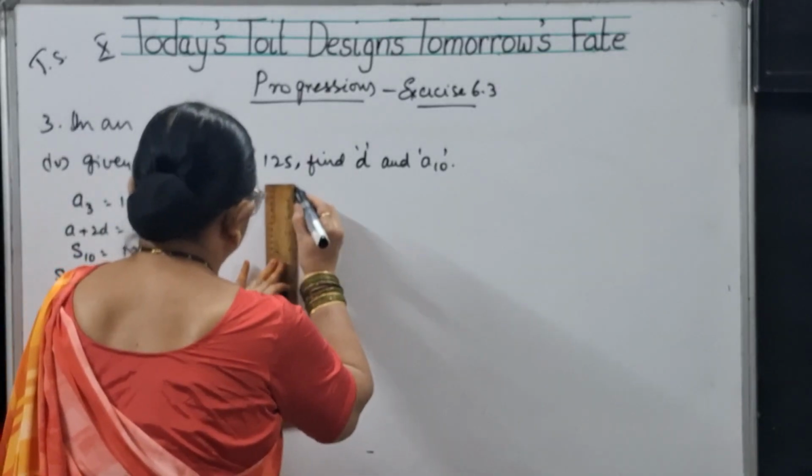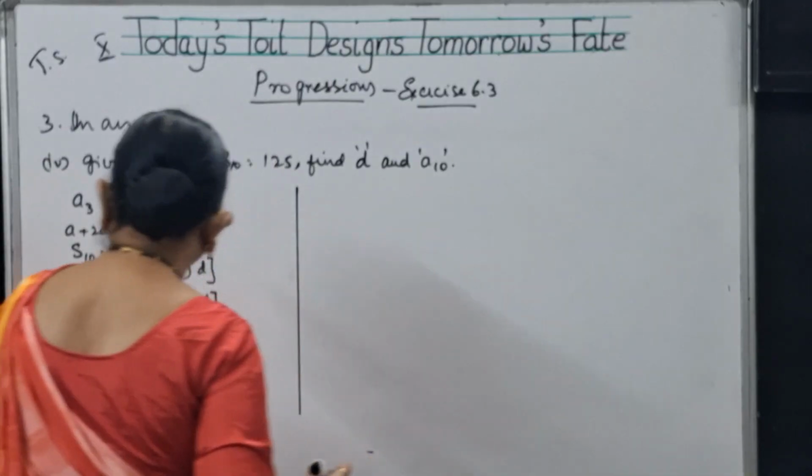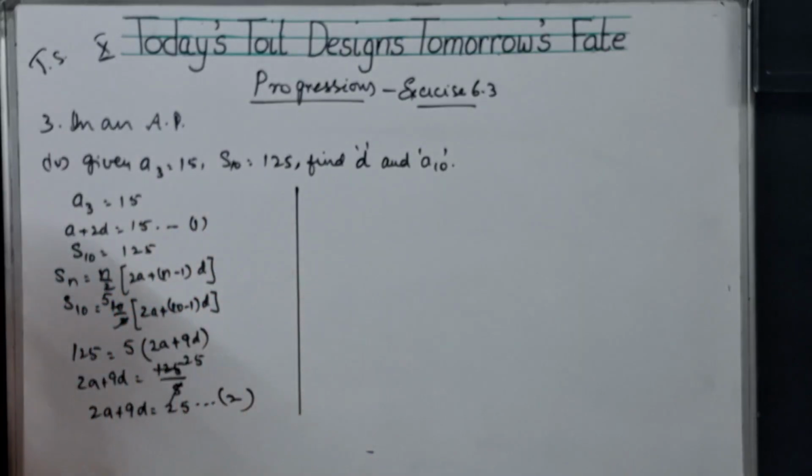So let us continue our problem here. See here, the first equation is having a plus 2d. The second equation is 2a plus 9d. So here neither a nor d are equal. So what you need to do? Either a you have to equalize or d you have to equalize. This is solving the problems. Already you have done it in your previous class, children.